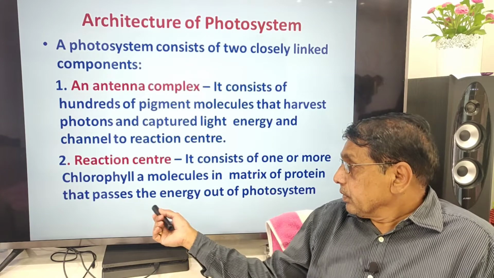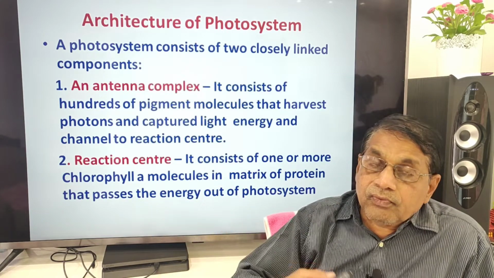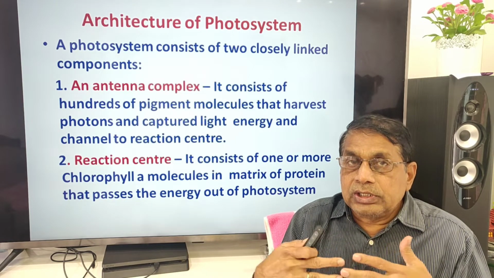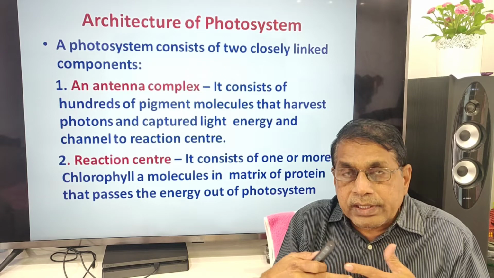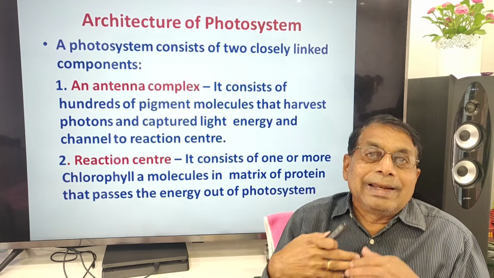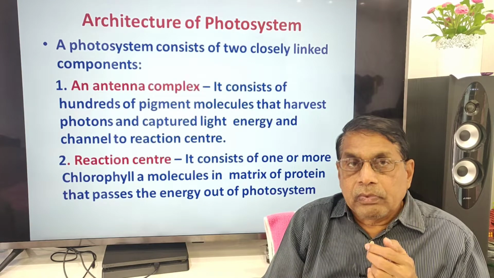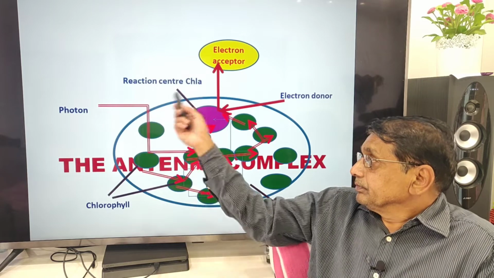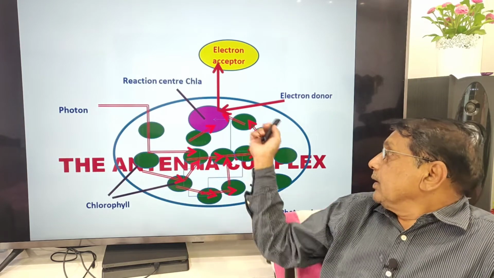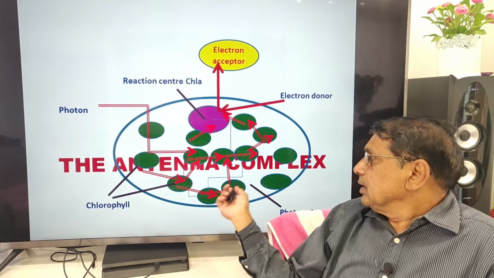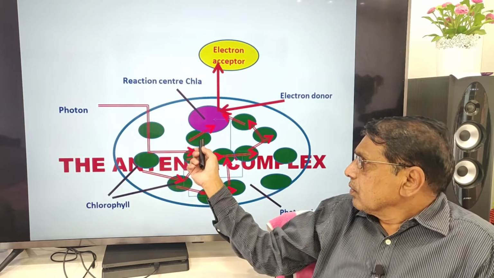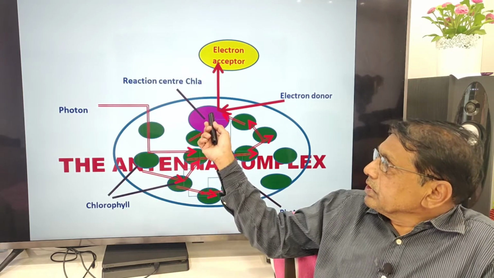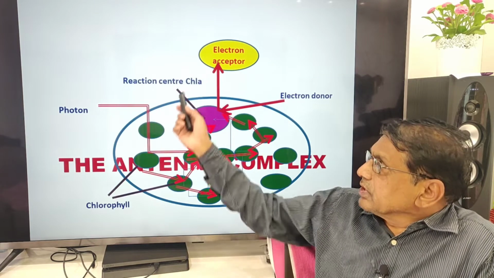Chlorophyll in a matrix of protein passes the energy out of the photosystem because it will be in an excited state. In the excited state, it loses electrons, and they pass to other electron acceptors. So this is the photosystem structure diagrammatically. Surrounding it are antenna molecules, different chlorophylls and carotenoids. This is the reaction center, which consists of chlorophyll A.